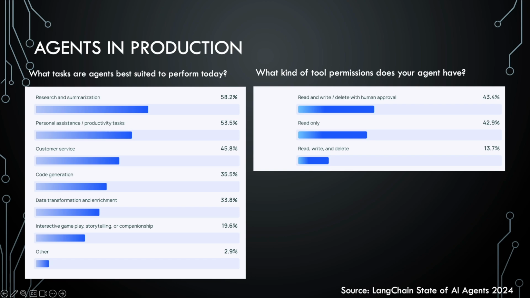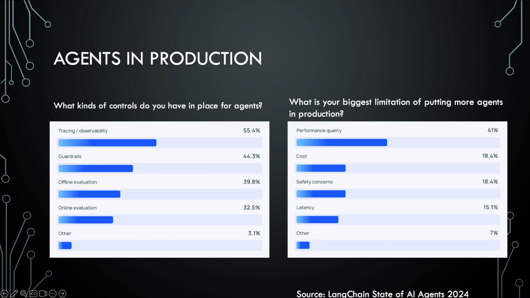Regarding agent permissions, we see some interesting patterns. 43.4% of companies use read, write, and delete permissions with human approval. 42.9% limit agents to read only permissions. Surprisingly, 13.3% allow read, write, and delete without approval, which represents high risk. For production controls, tracing and observability are considered most important. Guardrails, including small language models and NVIDIA NeMo, are also highly ranked. Offline and online evaluation round out the key production controls.